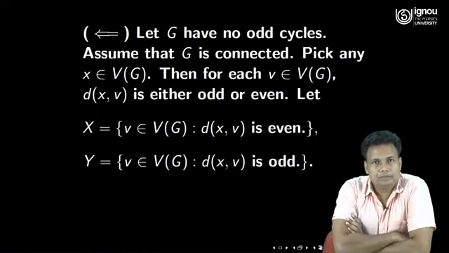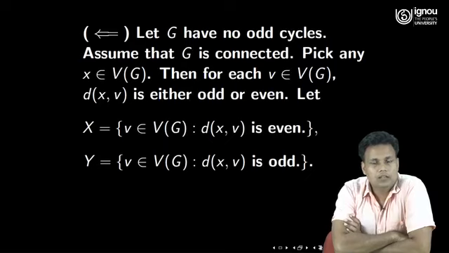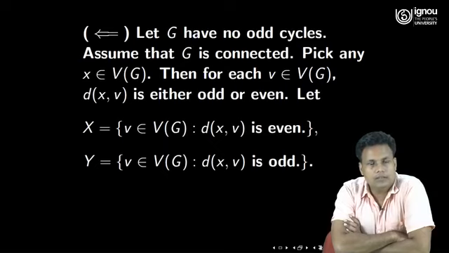So let's assume that G has no odd cycles, and we shall show that G is bipartite. Without loss of generality, we can assume that G is connected, because we have just seen that if any two graphs are bipartite, then their union is bipartite as well, right? So if a graph is disconnected and it is bipartite, then each of its components must be bipartite. So we can assume that G is connected.